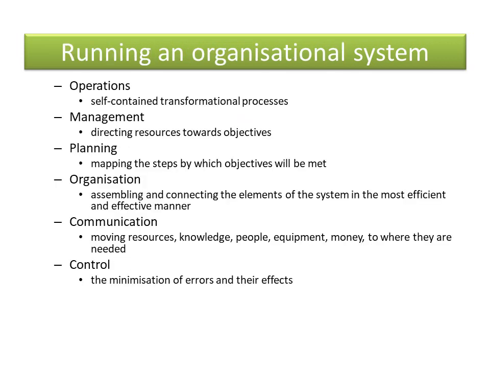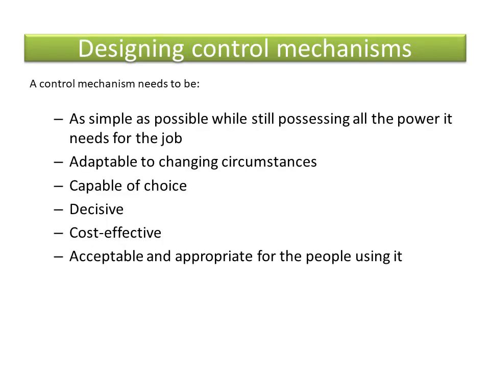Running an organisational system: typical systems can be in operations, management, planning, organisation, communication and control. And control mechanisms need to be simple, adaptable, capable of choice, decisive, cost effective and acceptable and appropriate for people using it. So they're the features of good control mechanisms.